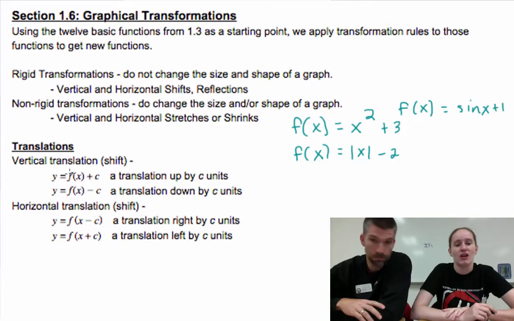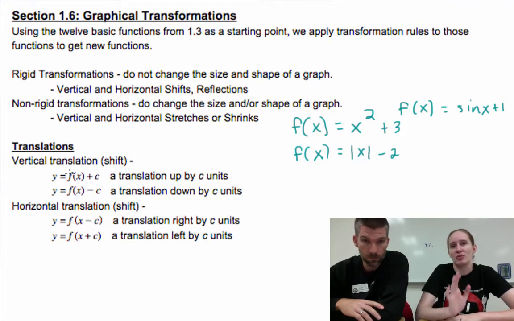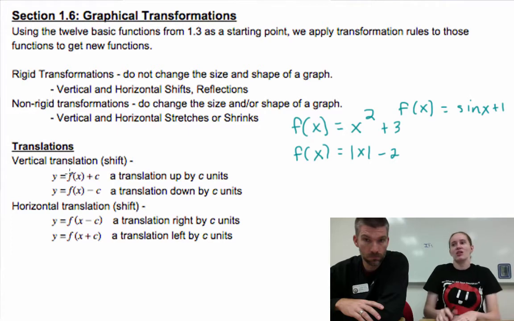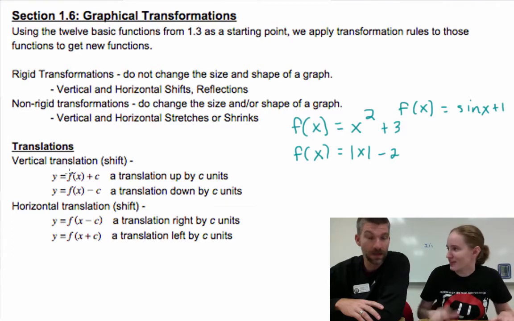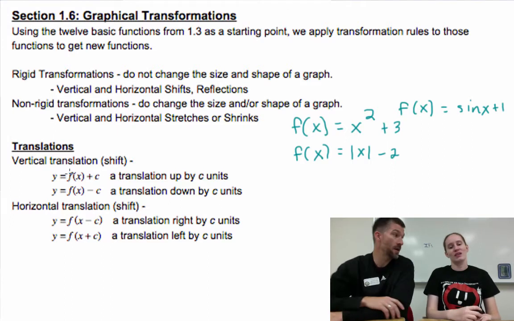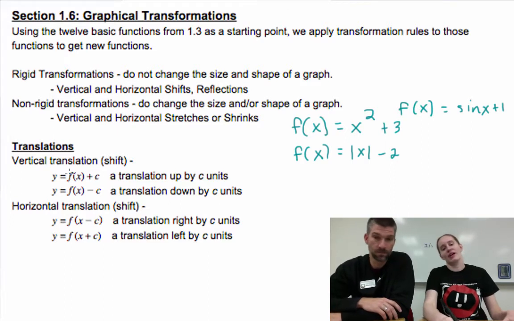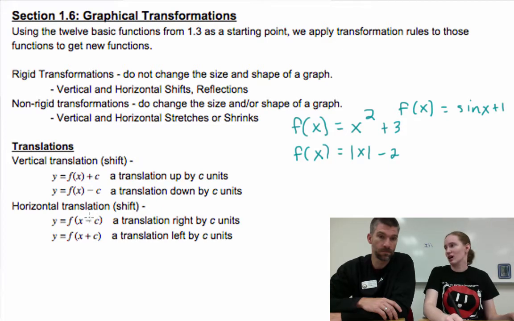Horizontal translations, what you have to remember is anytime we're inside of a function, we are in the super secret opposite society. Every single time. The SSOS. Okay? If you can remember that, that means that anything that happens inside of your function, the opposite is going to happen than what you think.